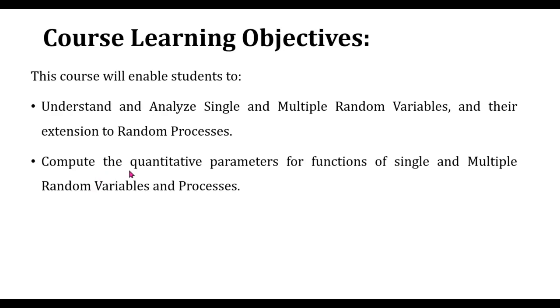Second objective, compute the quantitative parameters for the functions of single and multiple random variables. In the first objective, definitions and concepts of them are studied. After studying the concepts, we will apply them for the quantitative study. Okay, so by taking a few examples, the concepts of single, multiple and random process will be studied, right?